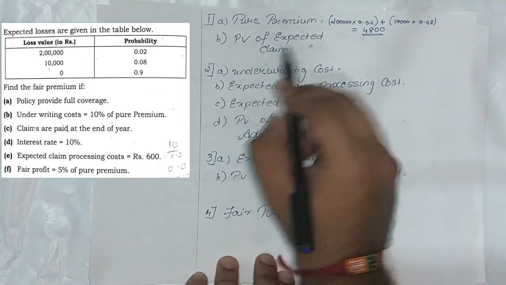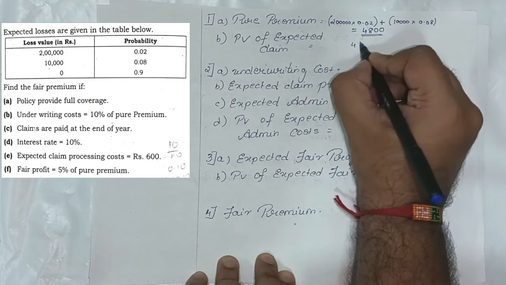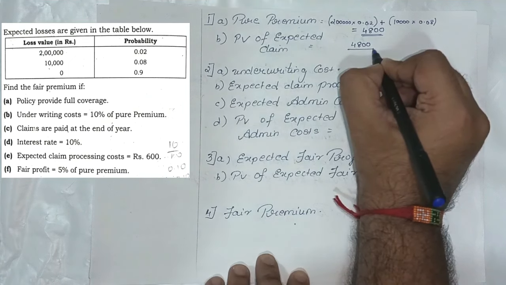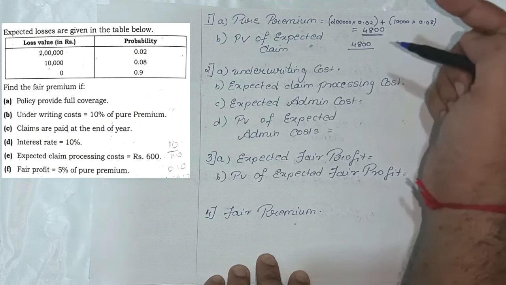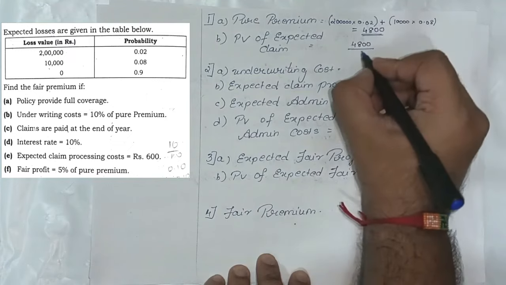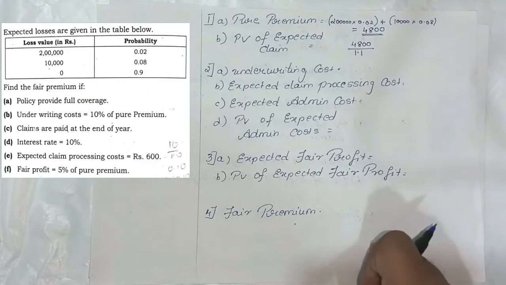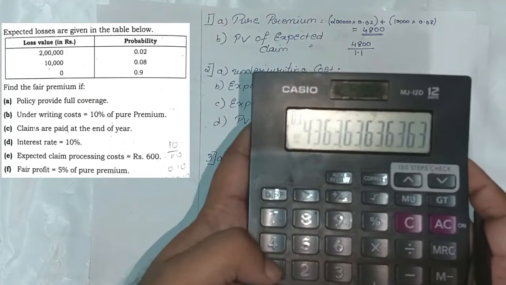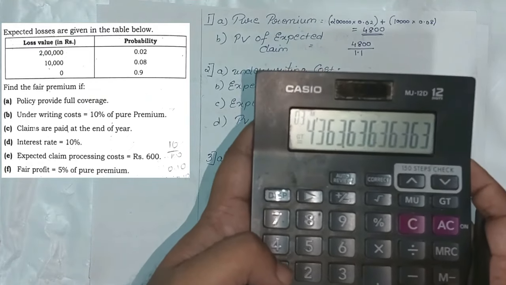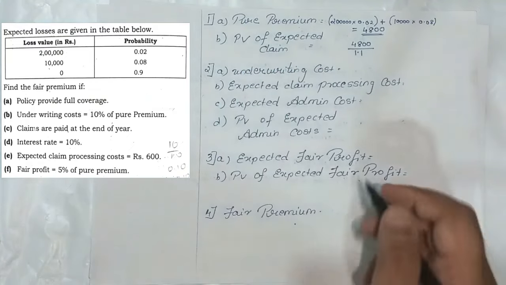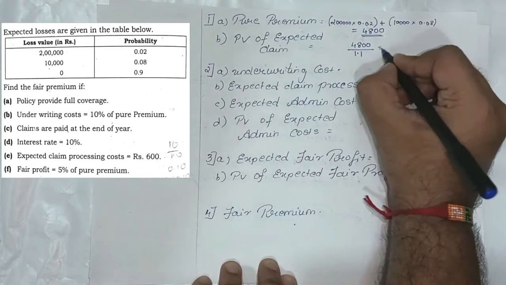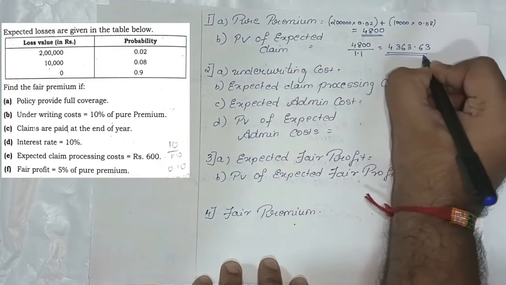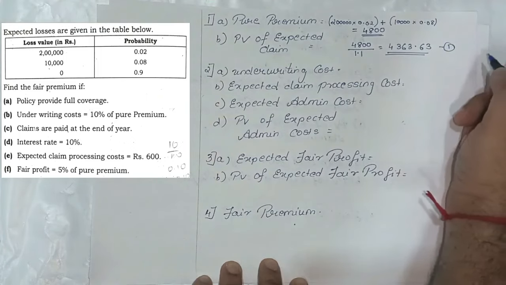Next, now we need to find the PV of expected claim. The formula is very simple: whatever pure premium or expected cost that we found, divided by 1 plus the interest rate. Now the interest rate given in the question is 10%, so 1 plus 0.1 is 1.1. So 4,800 divided by 1.1 comes to 4,363.63. Okay, this is our first value that we found, the first PV.